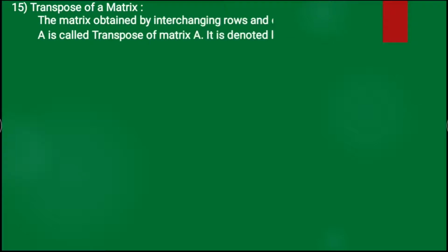Then next, transpose of a matrix. This transpose of a matrix we use for defining symmetric and skew symmetric matrix also. So see what is meant by transpose of a matrix. The matrix obtained by interchanging rows and columns of matrix A is called transpose of matrix A. That means while writing the transpose of matrix, we interchange rows with columns and columns with rows. It is denoted by A dash or A to the power T, that is A transpose. So this is the notation for transpose.